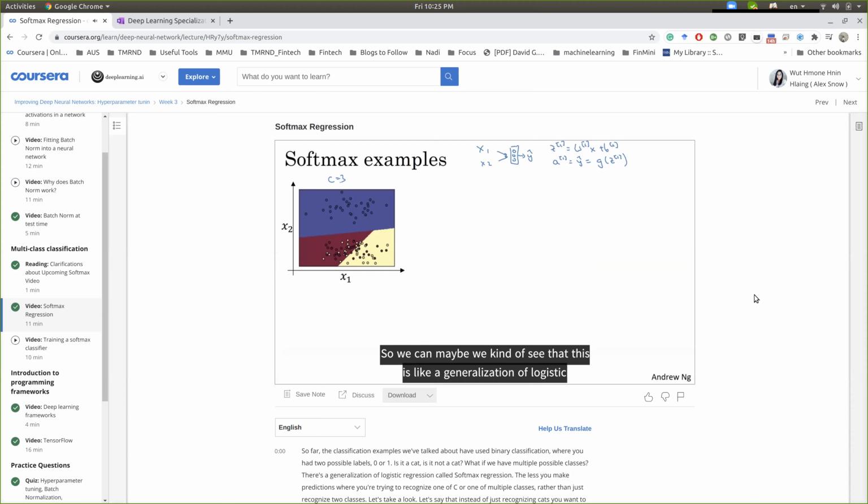So we can see that this is a generalization of logistic regression with linear decision boundaries, but with more than two classes. Instead of the class being just 0 or 1, the class can be 0, 1, or 2.